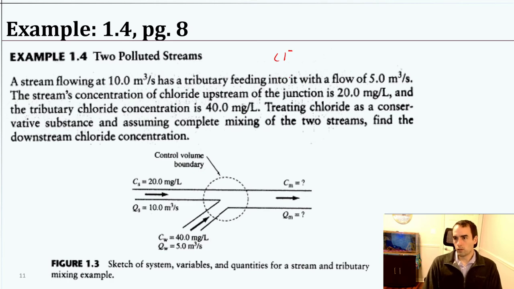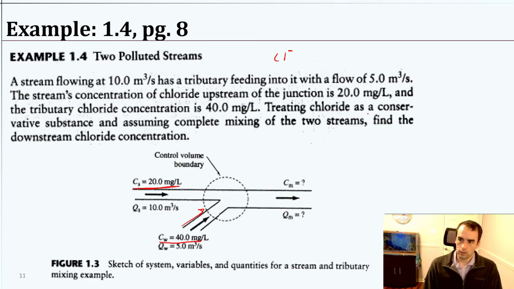Okay, so we've got chloride coming in from upstream, and we say that upstream of this junction, we've defined this junction with this control volume, is 20 milligrams per liter. So we have it written right here in the stream, we've got 20 milligrams per liter. And a tributary chloride concentration of 40. So over here is the tributary also entering the stream and making it a larger body of water.